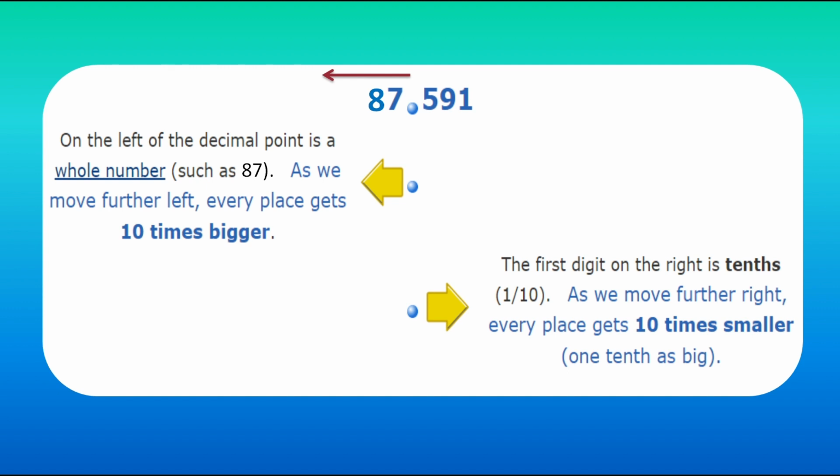And after the decimal point, as we move towards the right side, the value of each place gets 10 times smaller. The first digit on the right is the tenths place, that is 1/10. As we move towards the right, the value of each place gets smaller by 10 times. So 1/10 is bigger here.